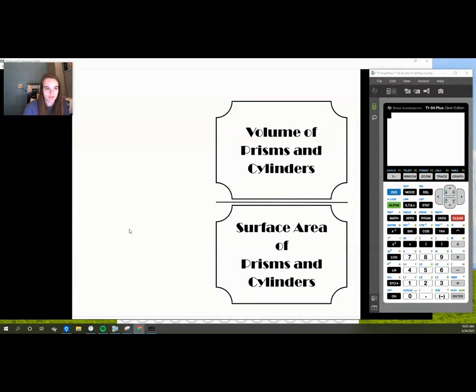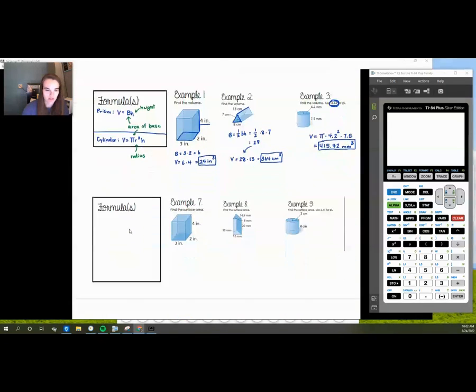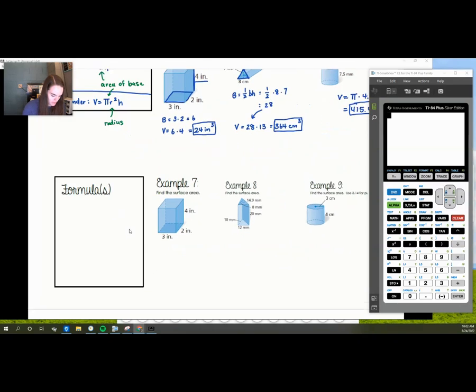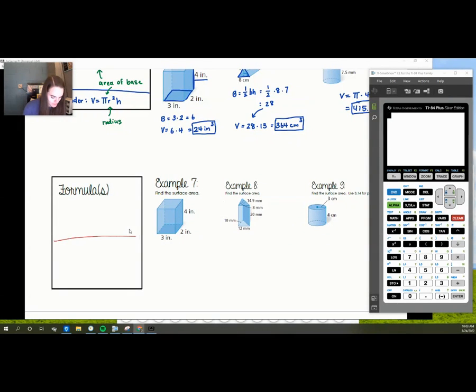All right, guys, today we're going to finish prisms and cylinders with the surface area. So we actually will be talking about surface area as well as lateral area. All right, so we're going to have a prism, we're going to have a cylinder. Surface area is literally the area of each face. So for instance, in this one, there's 1, 2, 3, 4, 5, 6 faces.